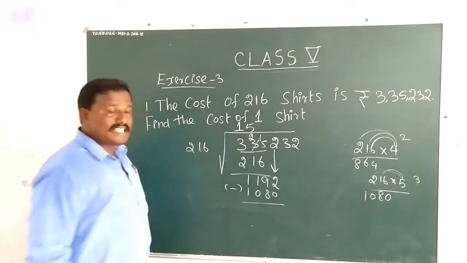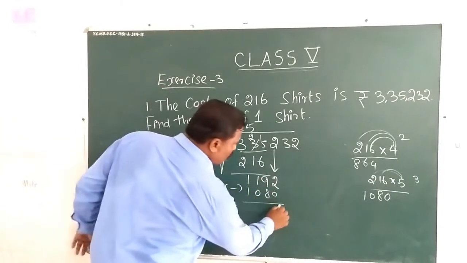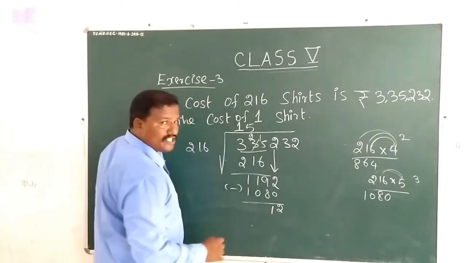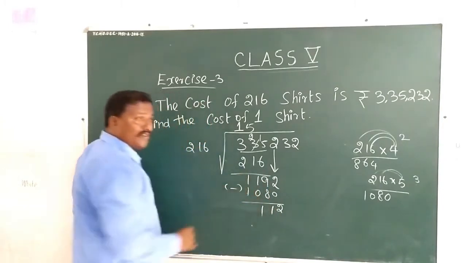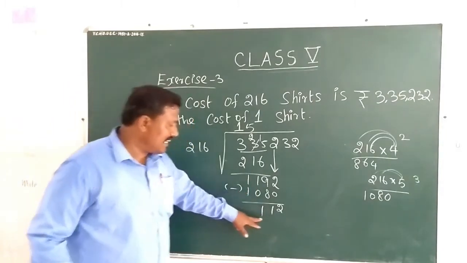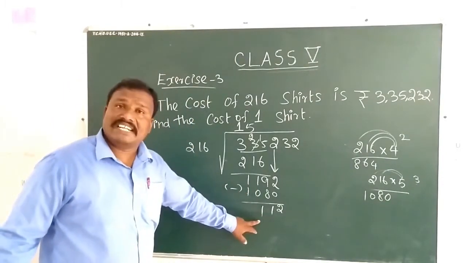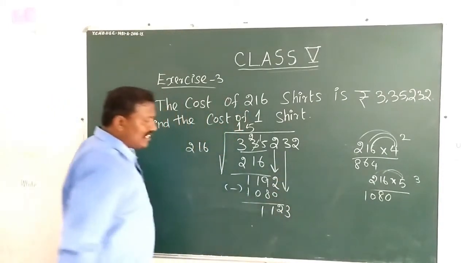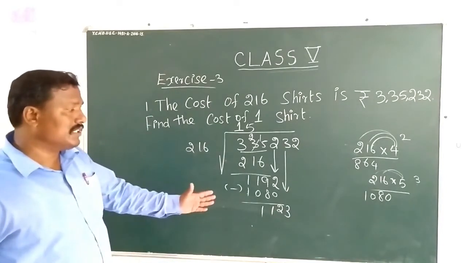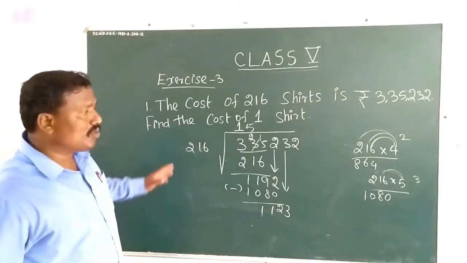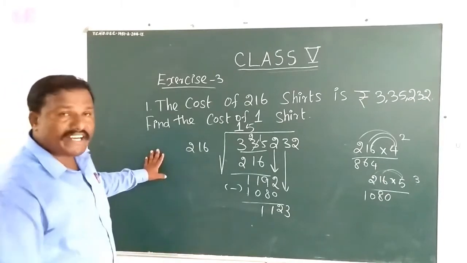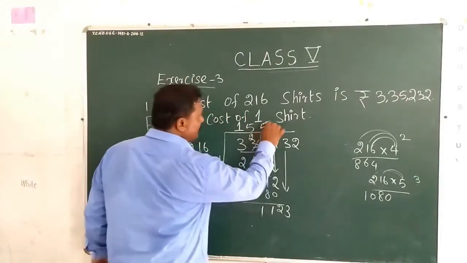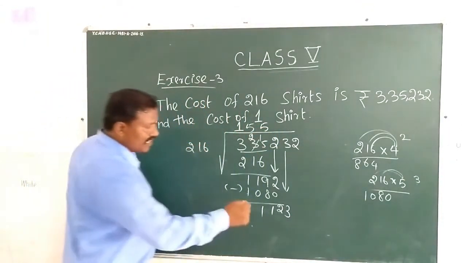Then if you subtract this, 2 minus 0 is 2. Then 9 minus 8 is 1. 1 minus 0 is 1. Then 1 minus 1 is 0. If you compare, the dividend is smaller than the divisor, so I will take another number down. So 1123 is there. How many times can we divide? Say 5 times, because already I told you 5 times. So 5 into 216 is equal to 1080.